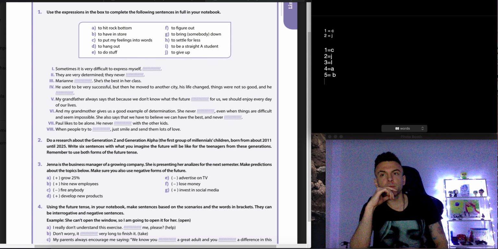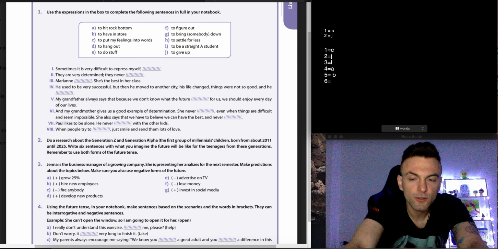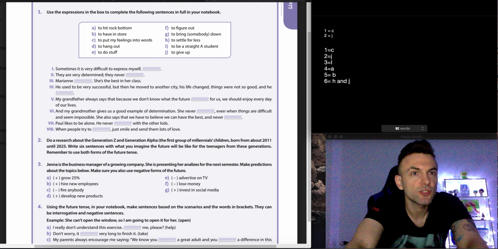Number 6, my grandmother gives us a good example of determination. She never settles for less, even when things are difficult and seem impossible. She also says that we have to believe and we can do our best and never give up. So we have number 6, H and J. Number 6 equals H and J.